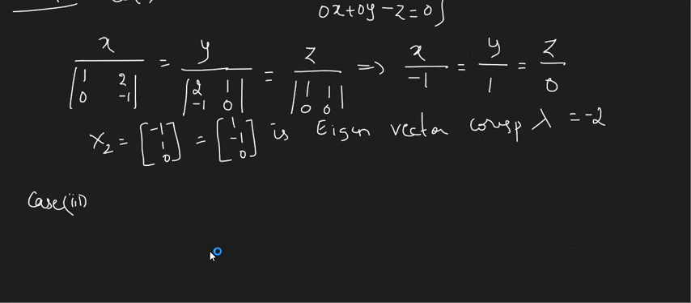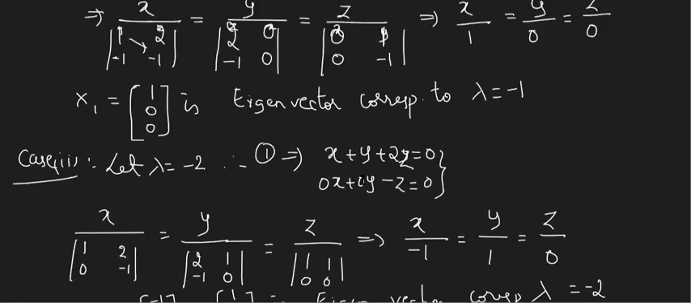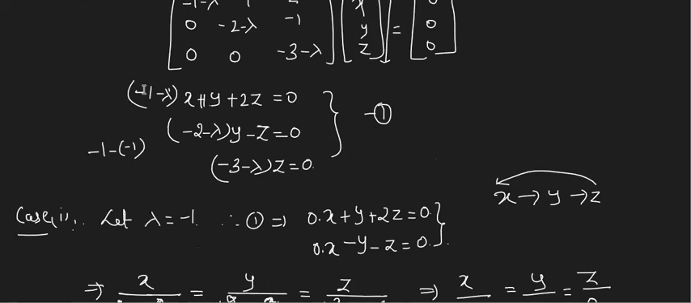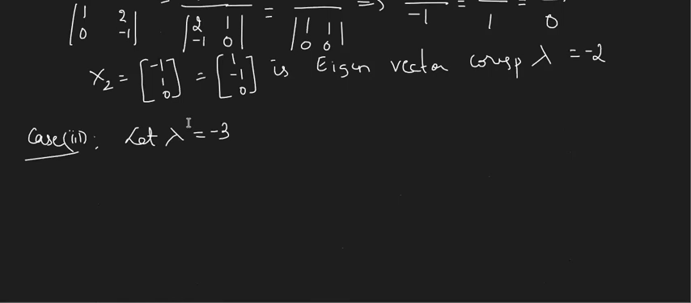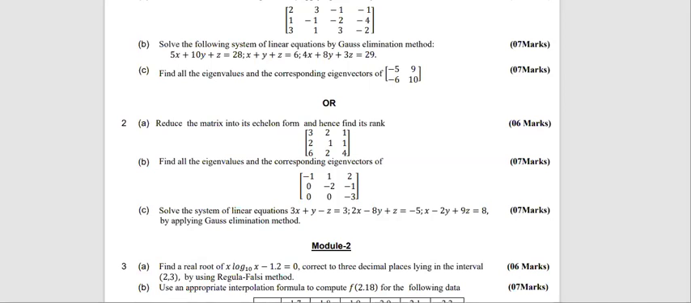Case 3. Say either yes or no. Yes, lambda is -3 now. So let us substitute in the first equation. Equation 1: -1 minus of -3 means what you'll get? 2. So it is 2x plus y plus 2z. Just check. Plus 2z. Okay, equal to 0.